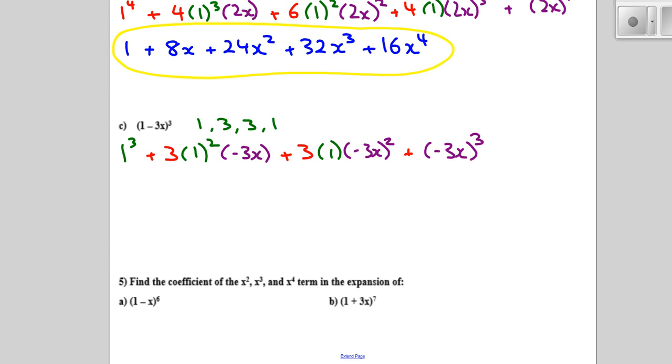That's 1 cubed, you've probably got 1. What will this term become overall? What will be the second term? Yeah, it's negative 9x. It's negative 3x times 3. What will be that term overall? 27x squared. Yeah, good, positive, because negative 3x all squared is positive 9x squared. And the last term? Yeah.